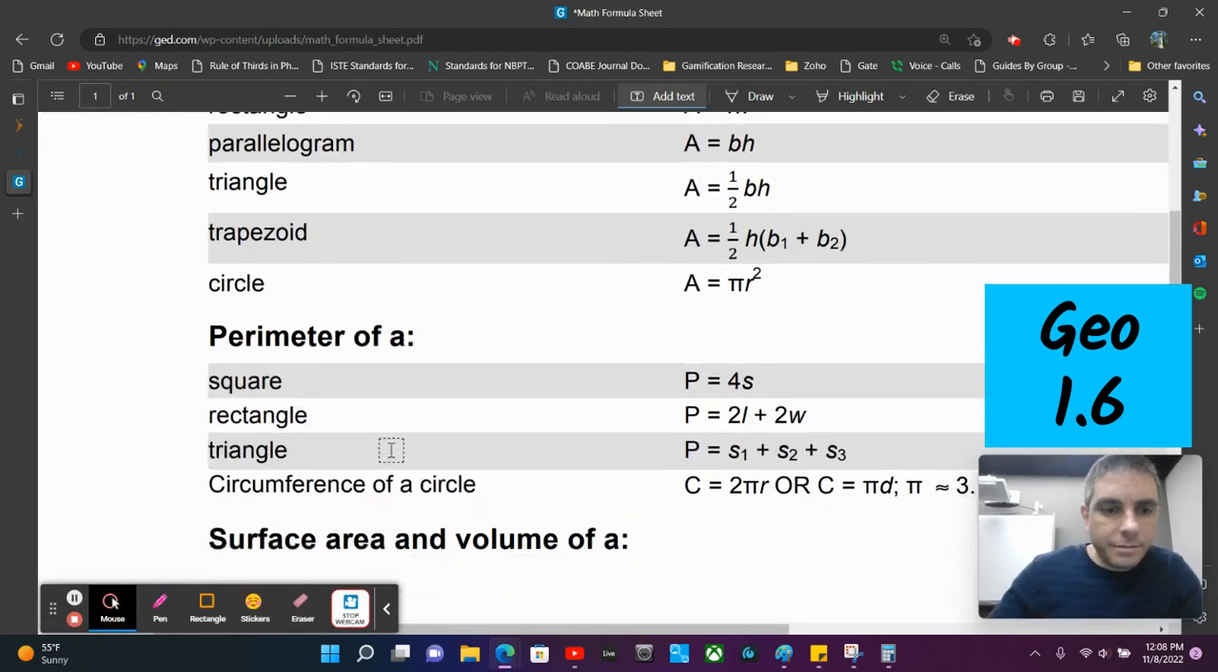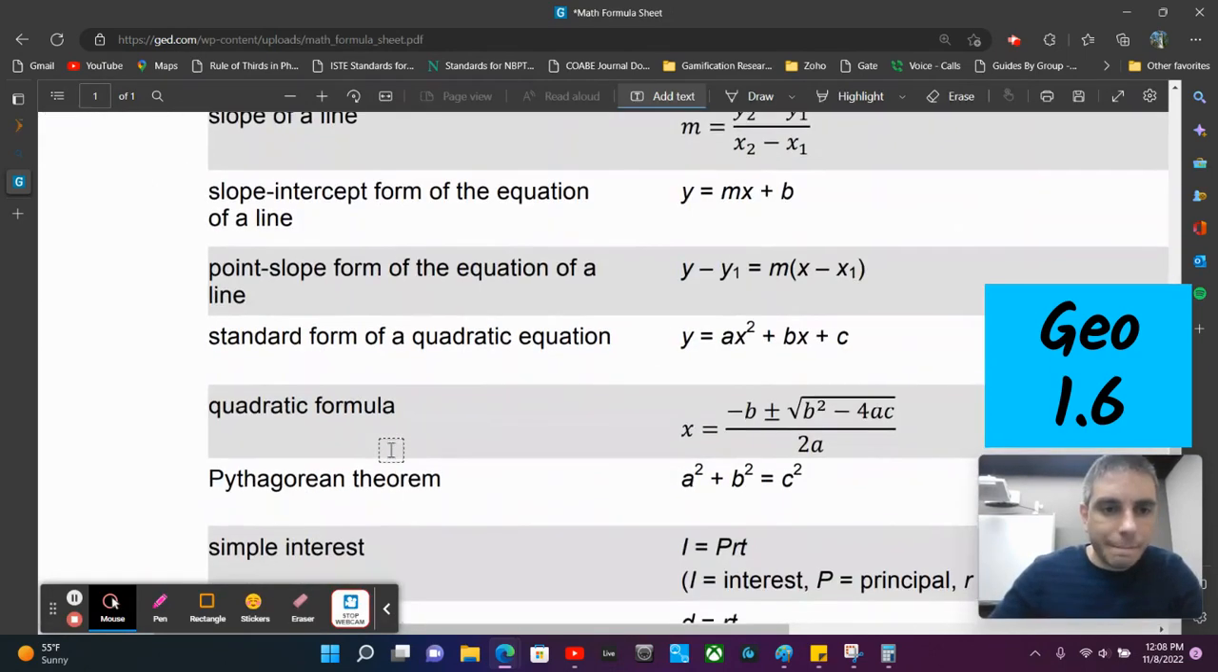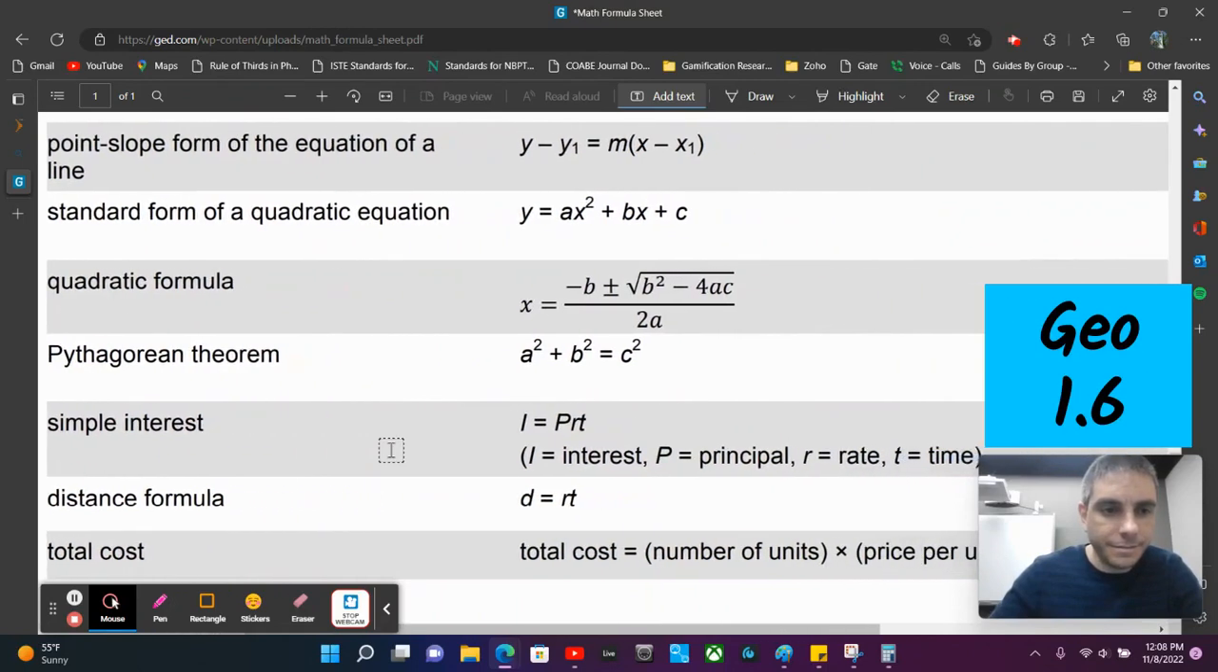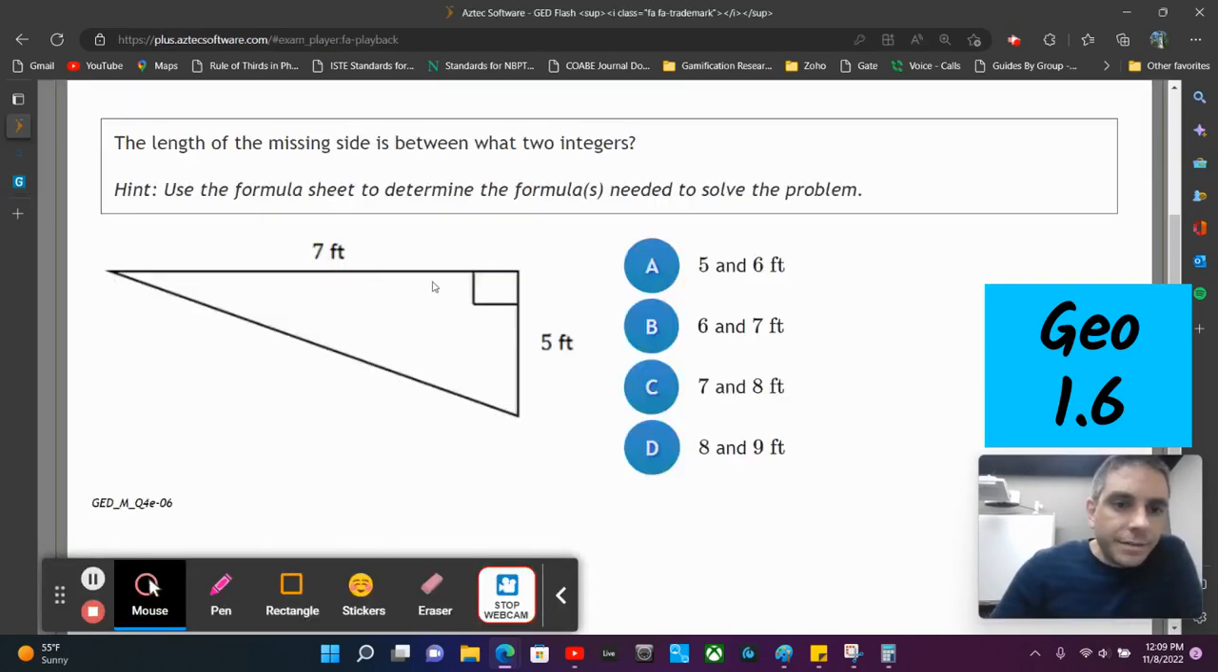Okay, so scrolling down, we find that formula here. And it is listed on the formula sheet as a to the second power plus b to the second power equals c to the second power. The letters A and B are referencing the 2 shorter sides creating the 90-degree angle. The letter C is referencing that third longest side. The 7 feet and 5 feet measurements in the diagram are referencing the 2 shorter sides because those are the sides that create the 90-degree angle.